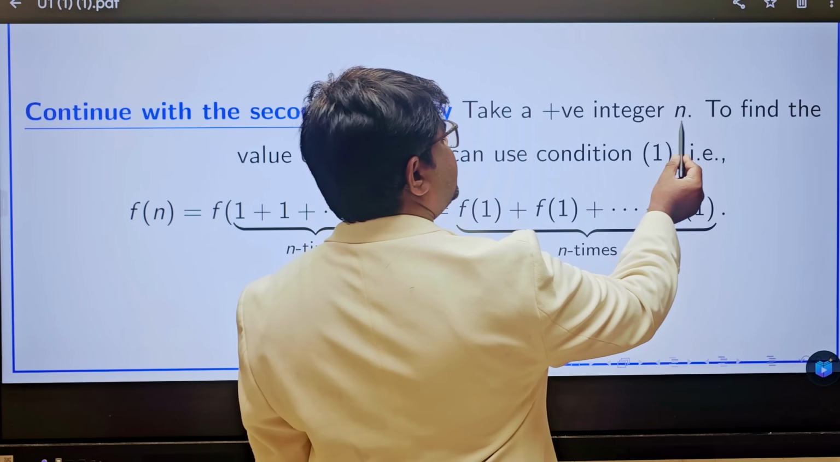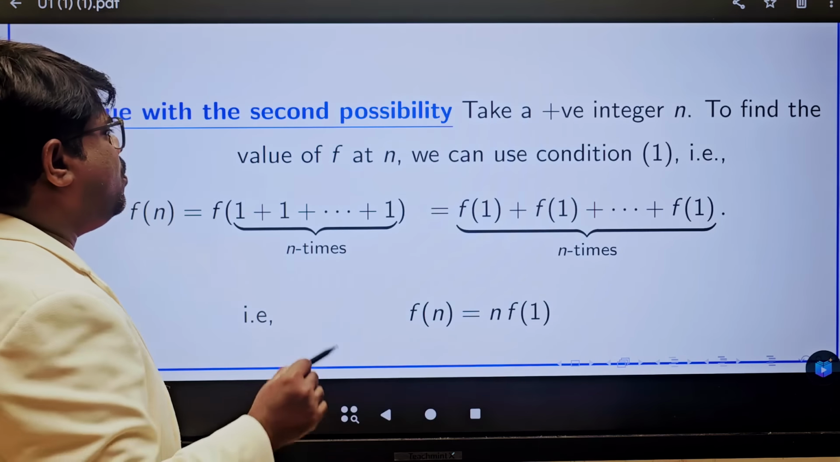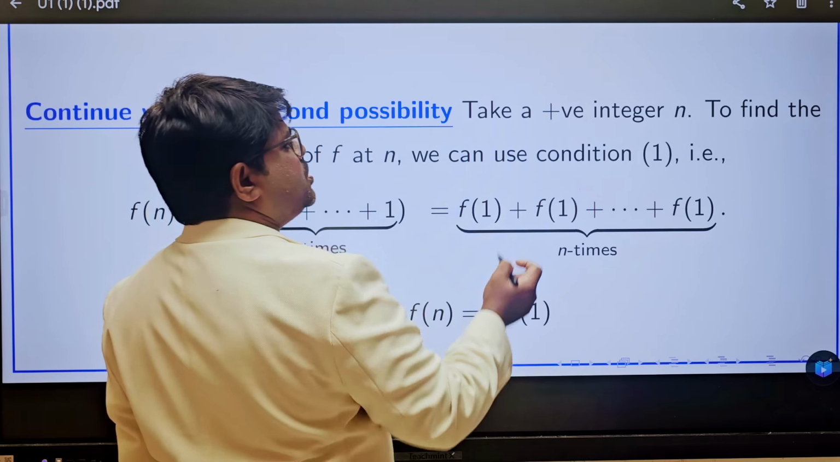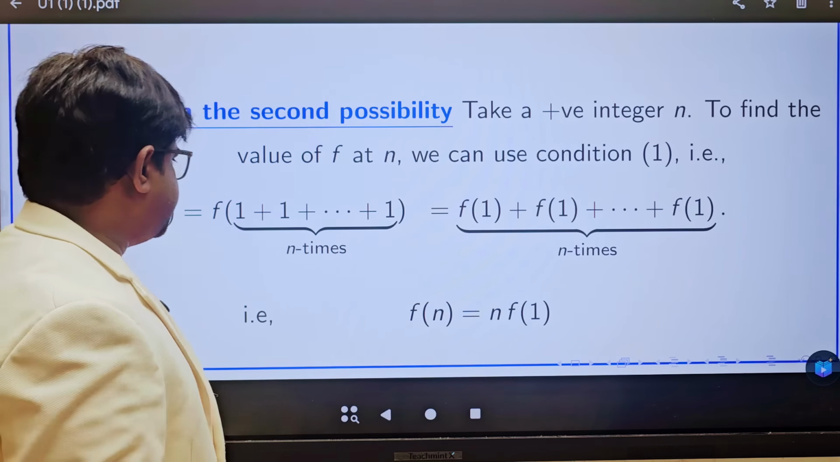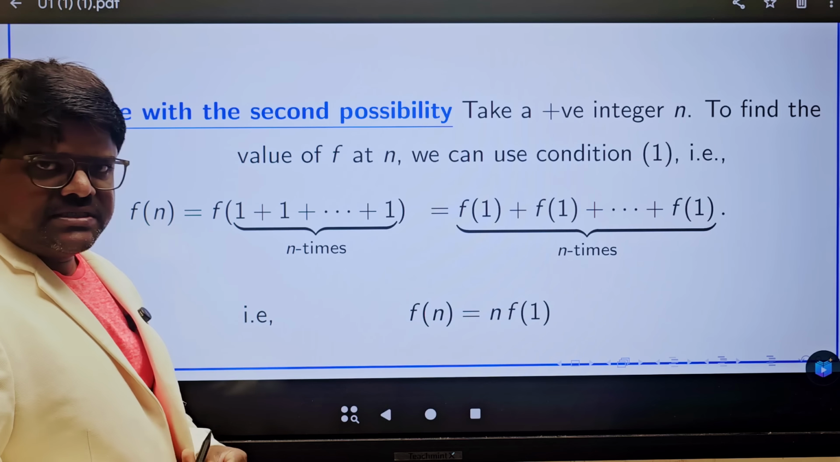Take a positive integer n to find the value of f at n. We can also use the condition 1. Now we are using the condition 1. What is the condition 1? You can see it in the question itself.